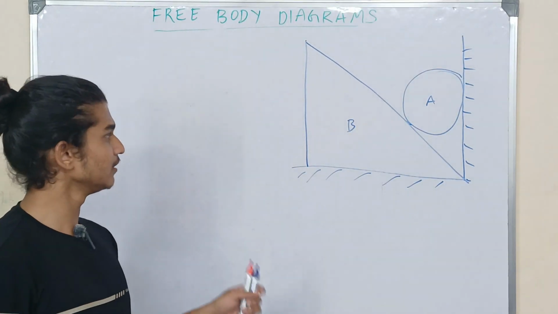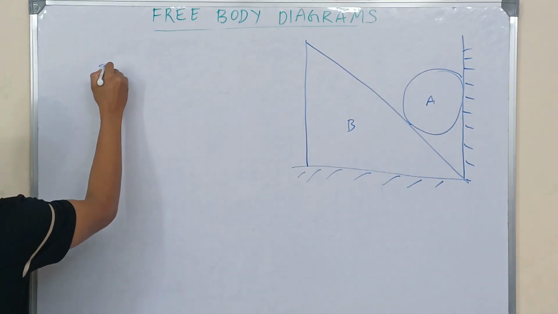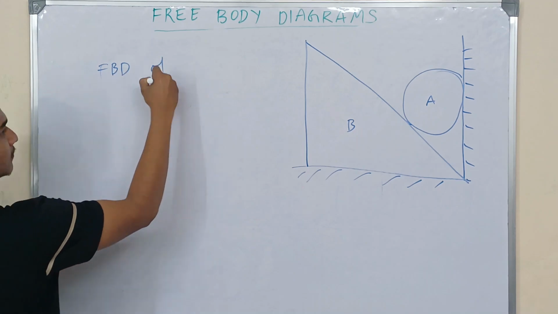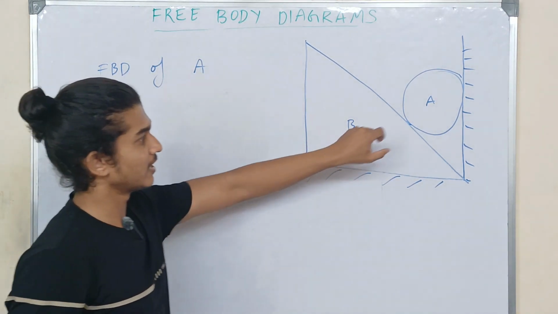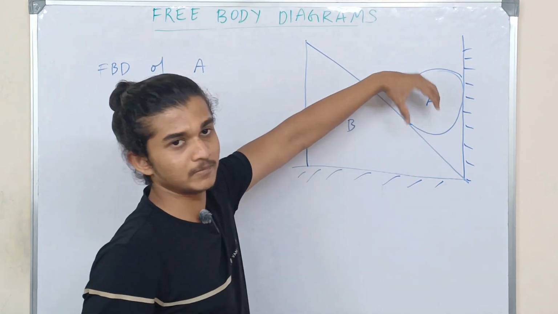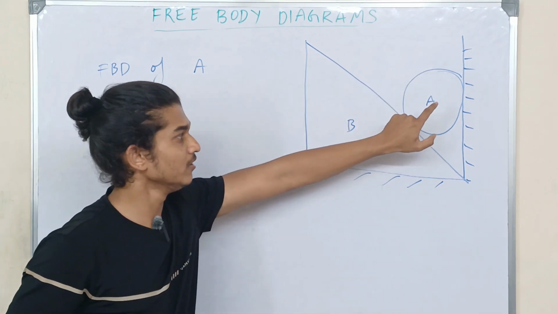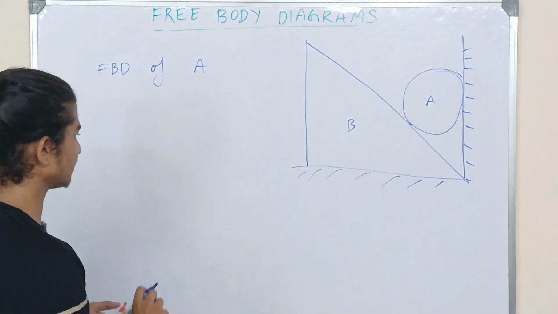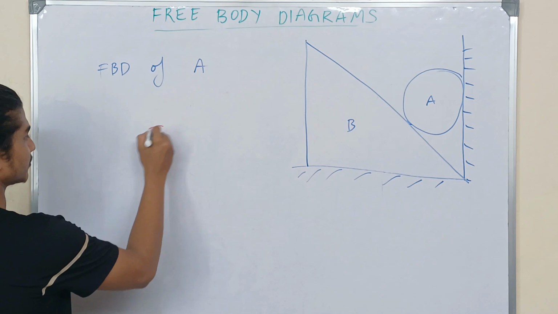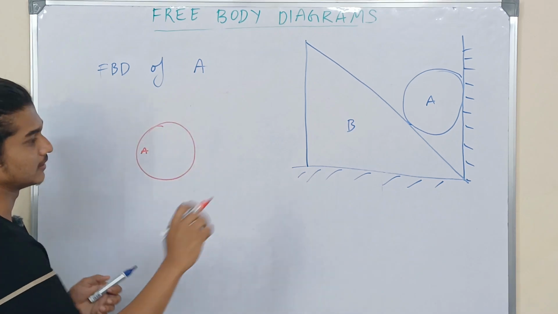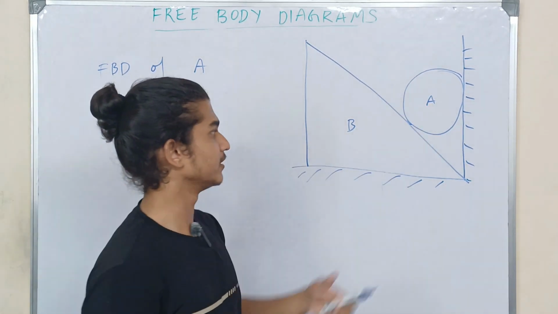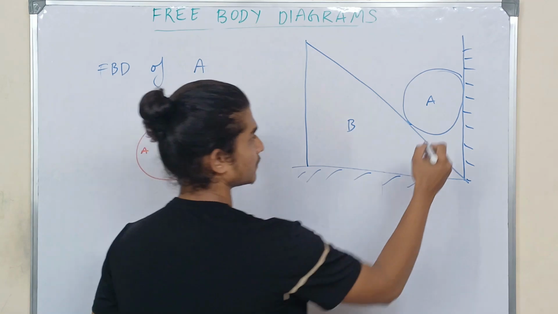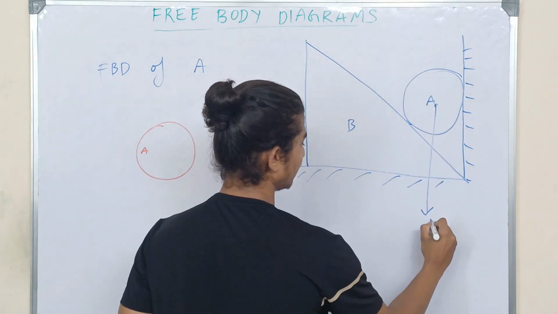Okay, for the next example, we have to find the FBD diagram of A. So there is a wedge and there is a ball here which is between the wedge. So I have to find the FBD diagram on block A. So first we have to isolate the body. I'm going to isolate and write it over here. So this is A, and then identify all the forces acting on the body. So one, obviously, due to its own weight, so WA.